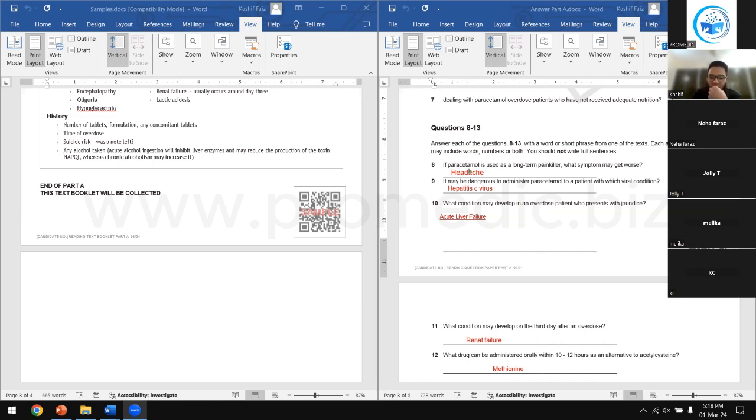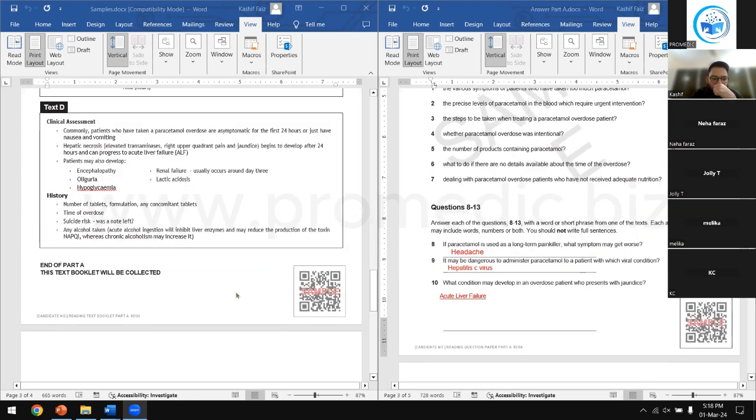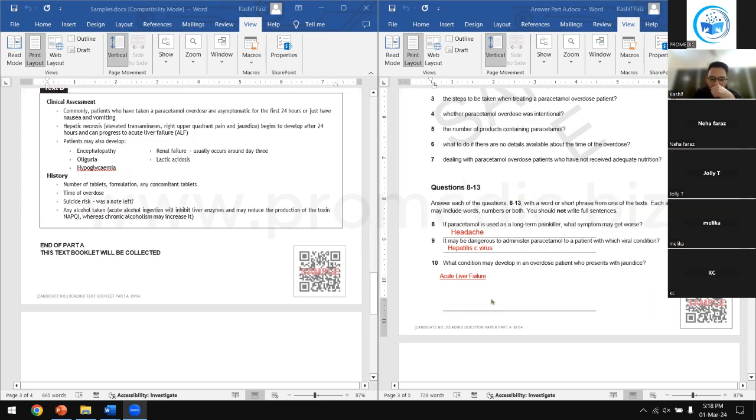Okay. The first one is, if the paracetamol is used as a long-term painkiller, what symptom may get worse? Headache. Okay. And then it may be dangerous to administer paracetamol to a patient with which viral condition? What condition may develop in an overdose patient who presents with jaundice? Okay, I will emphasize on this one. So this question, what condition may develop in an overdose patient who presents with jaundice?